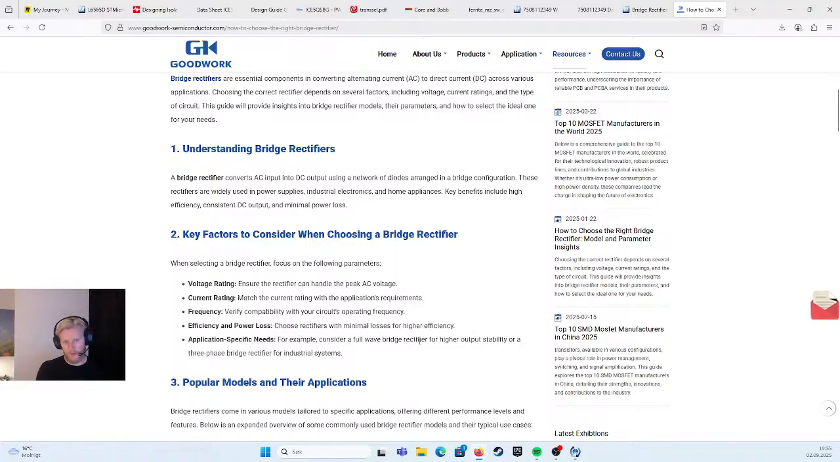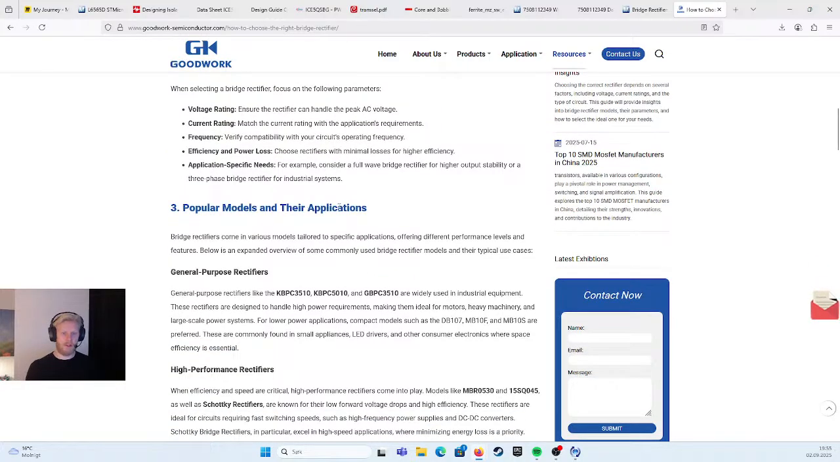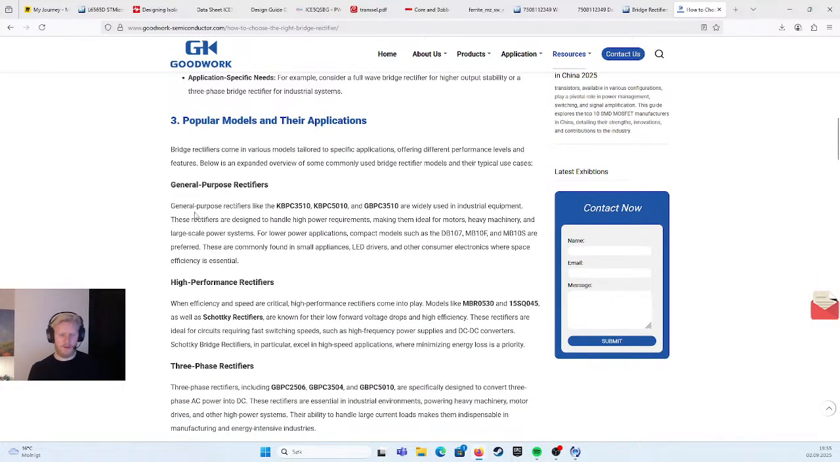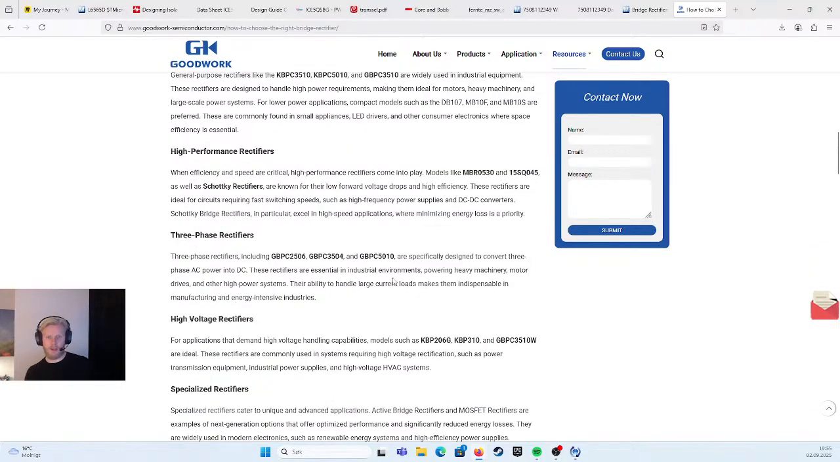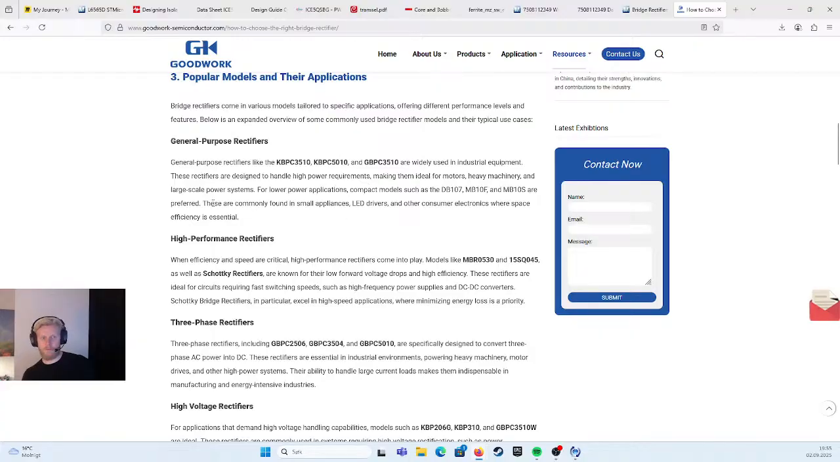Application-specific needs. For example, consider a full-wave bridge rectifier for higher output stability, or a three-phase bridge rectifier for industrial systems. And here we already selected a single phase to keep it simple. Popular models and their applications: general purpose, high performance, three-phase, high voltage, specialized. We don't have to read all of this. Small appliances, LED drivers, and other consumer electronics where space efficiency is essential. So we can start there and look at the general purpose ones.